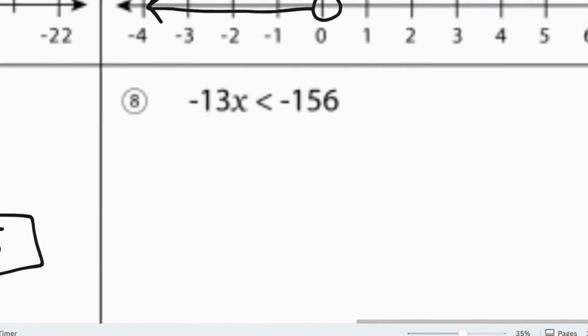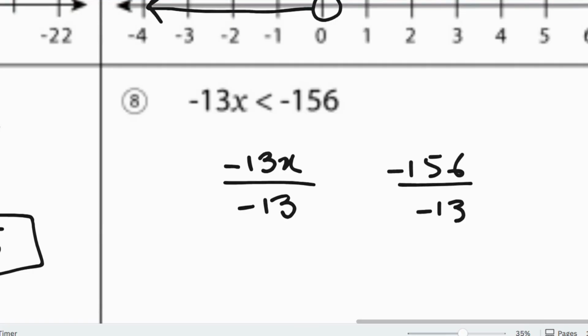Minus 13x is less than minus 156. So for this one, what I will do, I will have to divide both sides with negative 13, right? Minus 156 divided by minus 13. So as I'm dividing with a negative number, right? So whenever you're dividing with a negative number, the inequality will be reversed, okay? It should be looking like this way now.